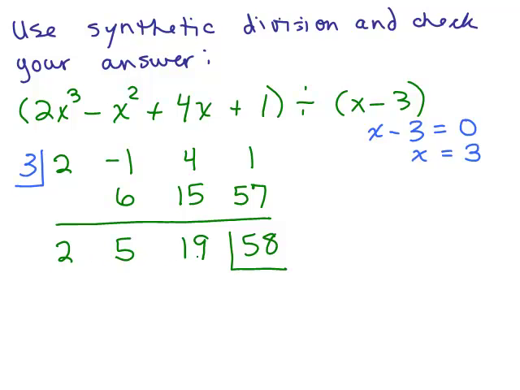Remember, that's the constant, so that would be the x term and the x squared term. So it's going to start out with the x squared term. 2x squared plus 5x plus 19 plus 58 divided by what you divided by, and remember what you divided by, it's up here, x minus 3.